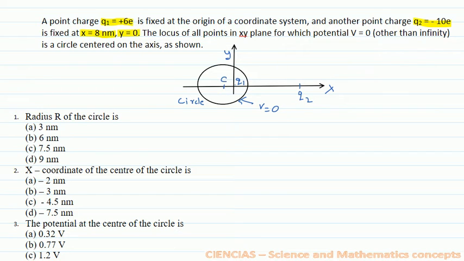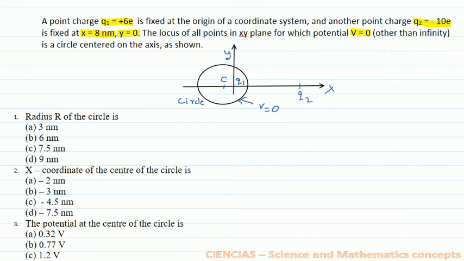The locus of all points in the xy plane for which potential V equals 0, other than infinity, is a circle centered on the x-axis as shown. Here we have shown the diagram. This is a circle in which this is the y-axis, this is the x-axis. Q2 is from the center at 8 nanometer. Q1 is lying in between the circle, and potential on this circle is 0. Now on the basis of this, we have to solve the questions.